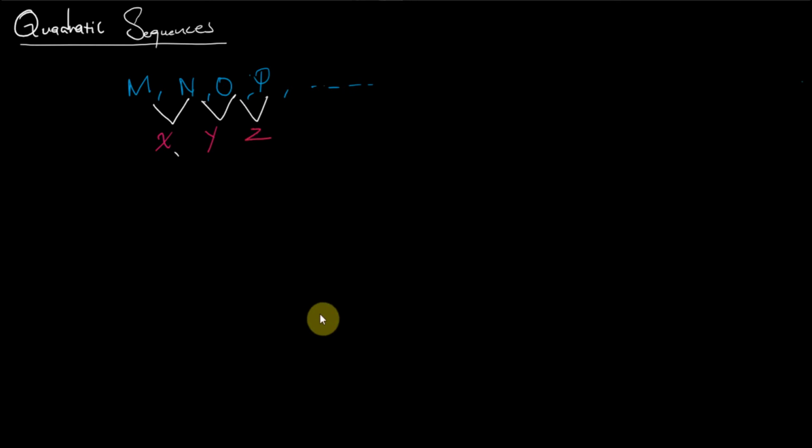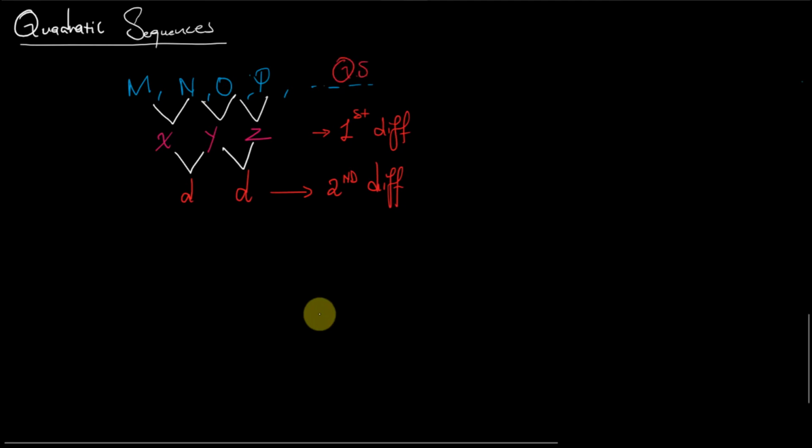Then we take the second difference. We know that it's going to be equal, so we can say that the second difference is just a d. So this is the second difference, and this is the first difference. And then this is just a quadratic sequence. So I can say quadratic sequence, and we see that the second difference is common.